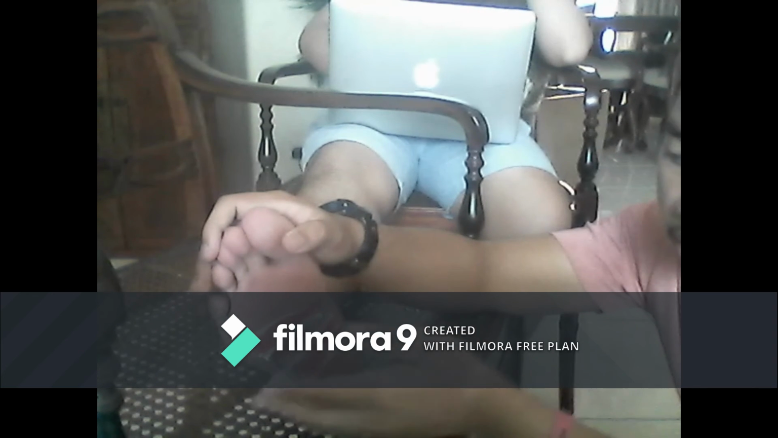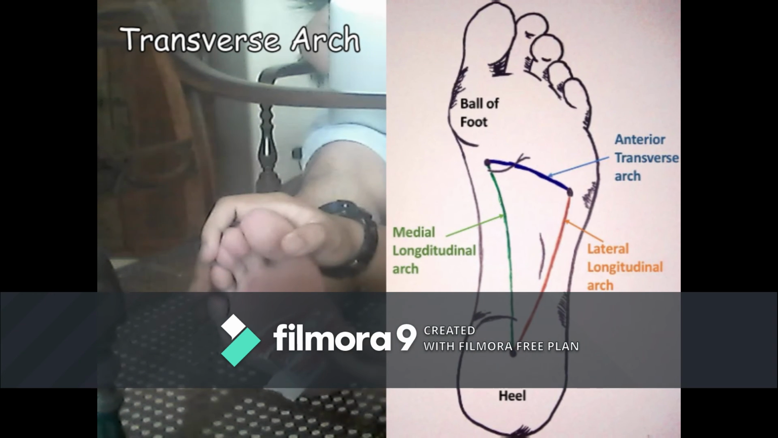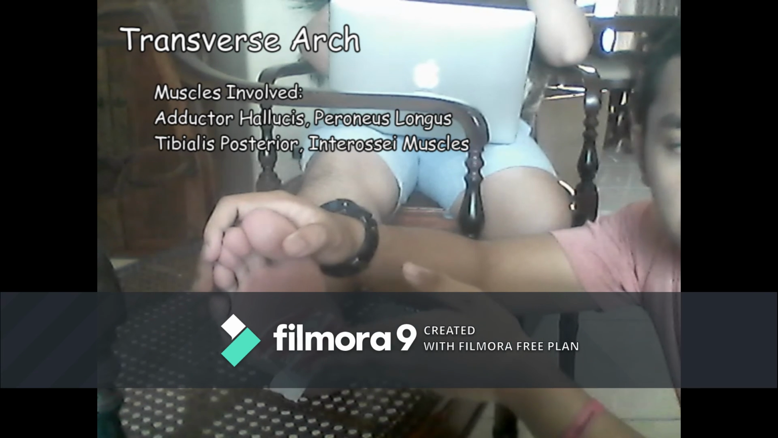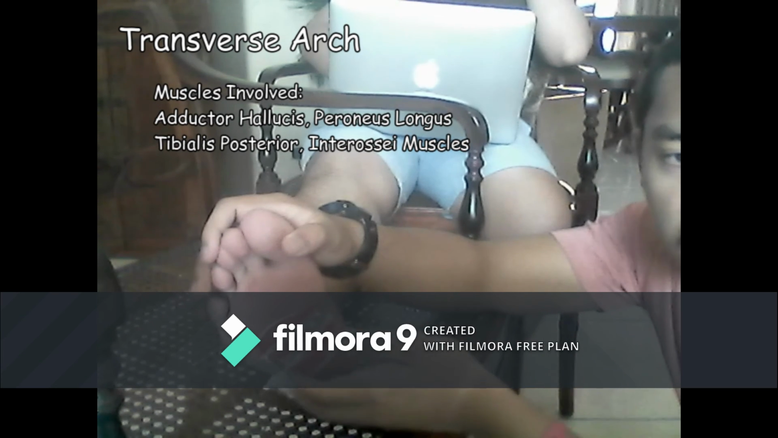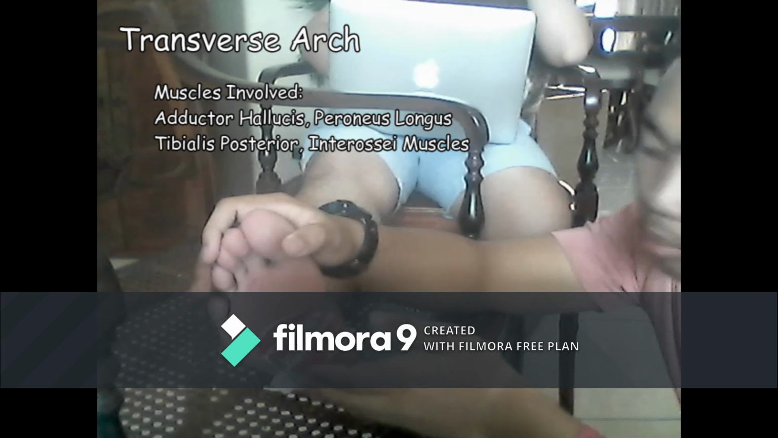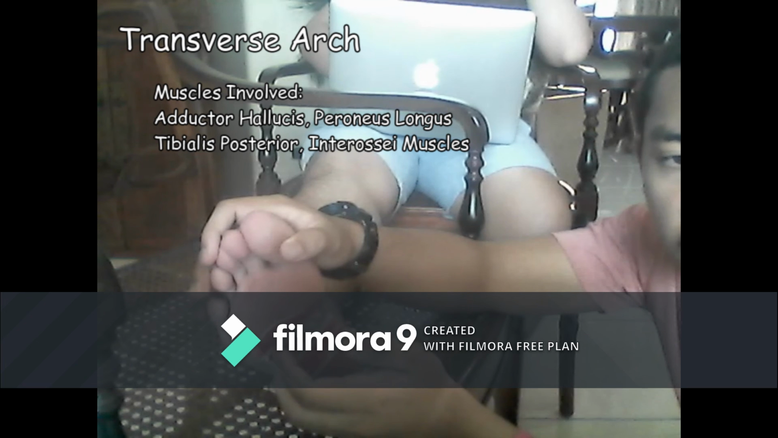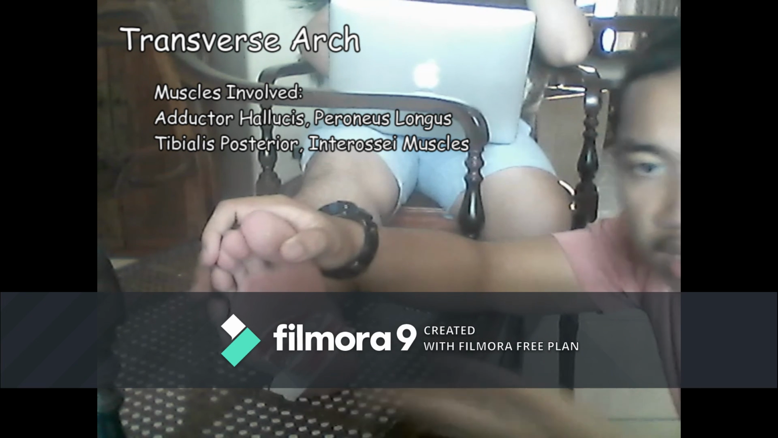Now I'll be talking about the transverse arc of the foot. And so the support primarily comes from the adductor hallucis, the peroneus longus, the tibialis posterior, and the interosseous muscles.